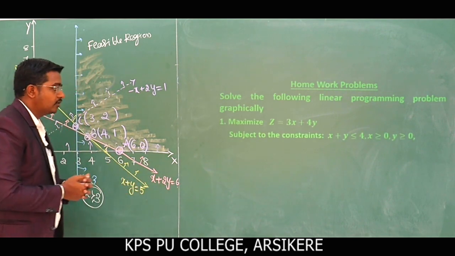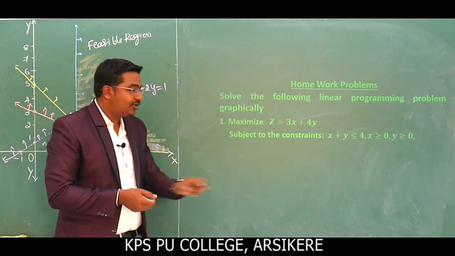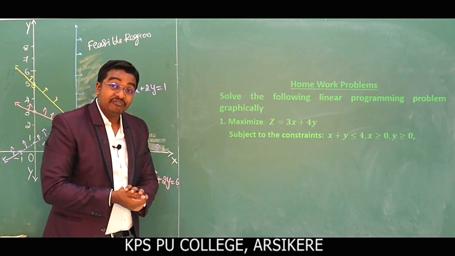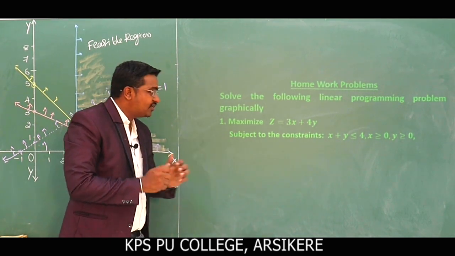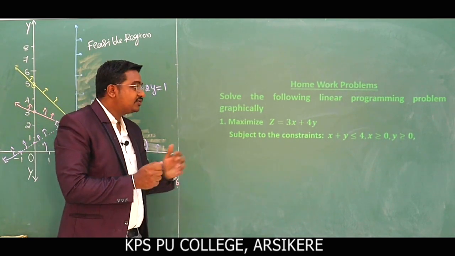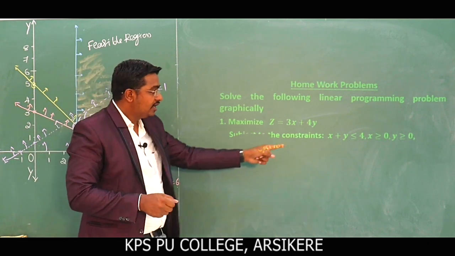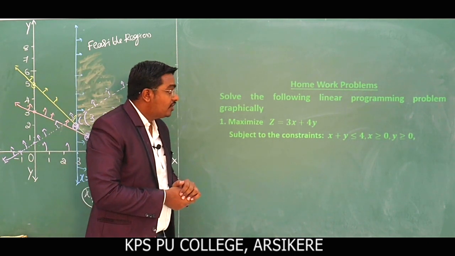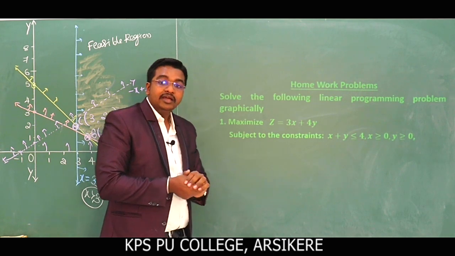First problem. Okay. Maximize z equal to 3x plus 4y. This is the objective function, z is equal to 3x plus 4y, subject to the constraints. The corresponding constraints are x plus y less than or equal to 4, x greater than or equal to 0 and y greater than or equal to 0.